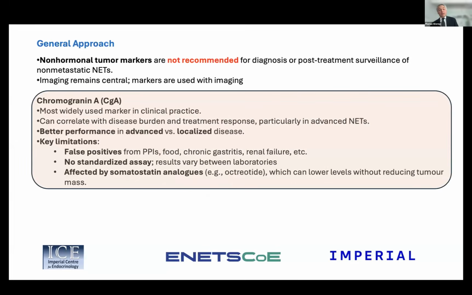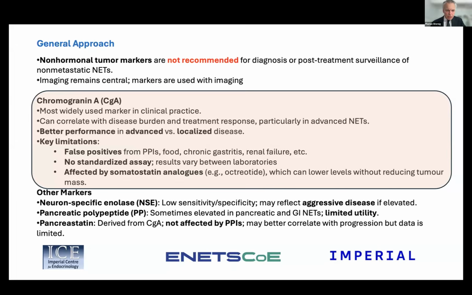However, there can be false positives if patients take proton pump inhibitors, there's a response to certain foods or chronic gastritis, or there's falsely elevated results in renal failure. Also, assays are not always standardized. And somatostatin analogs can affect the value of chromogranin A without a corresponding reduction in tumor mass.